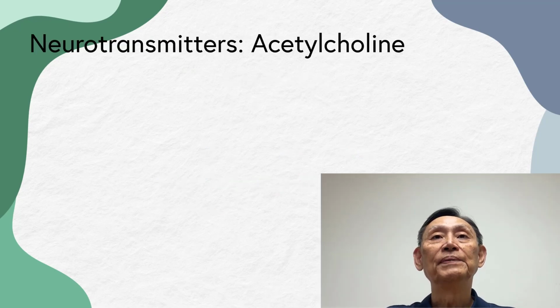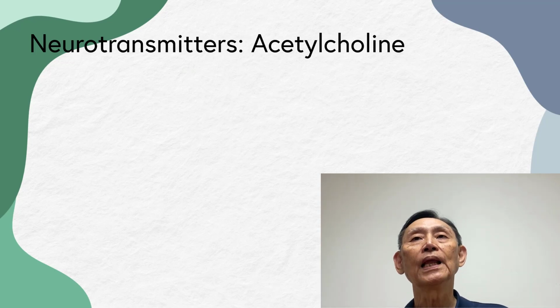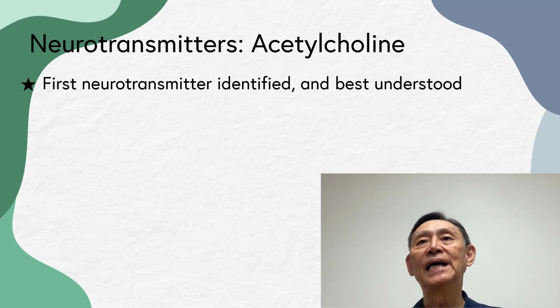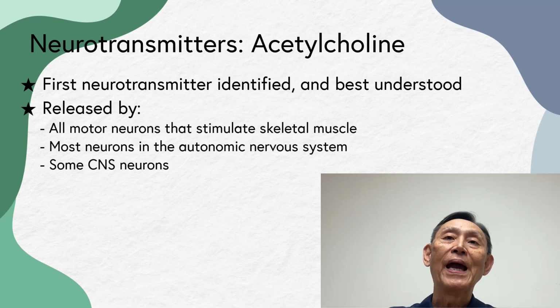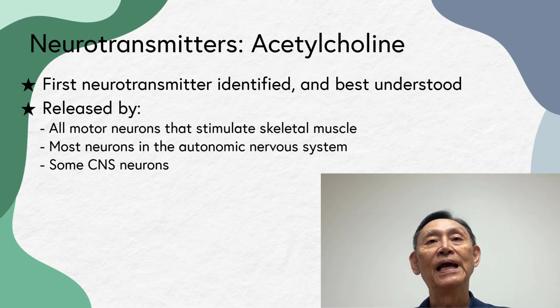So let's get a little bit of detail about the most common neurotransmitters. The first is acetylcholine. Acetylcholine is actually the first neurotransmitter identified and also the best understood. It is released by all motor neurons that stimulate skeletal muscle. We have actually talked about that when we talked about the somatic motor system.